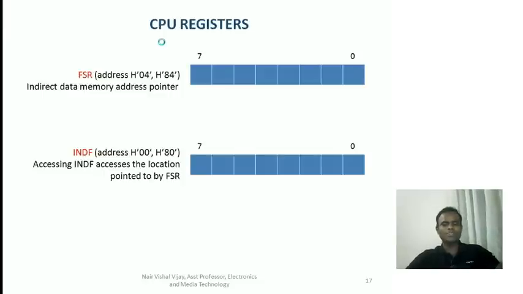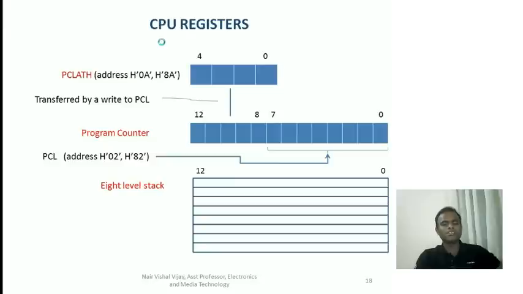So these are the different CPU registers being used in PIC microcontroller. The other CPU register that is used is your program counter. The program counter is 13-bit wide. Your 8 bits are actually your PCL, and the address of that is H02 to H82. The higher bits are actually called PCLATH, which we saw its functionality. PCLATH bits can actually decide the accessing of your 2 kilobyte or 4 kilobyte memory.